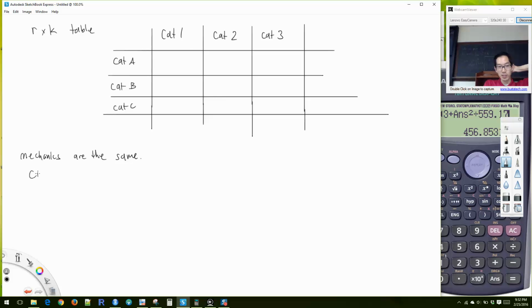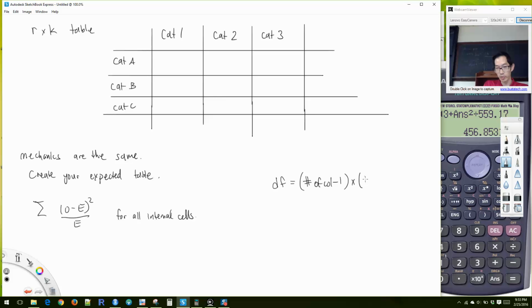You create your expected table, and then you do chi-squared: observed minus expected, squared, over expected. You add all of those up for all internal cells. And then you just look this up in the chi-squared table, but your degrees of freedom is equal to the number of columns minus 1 times the number of rows minus 1. But everything else is done pretty much the exact same way.